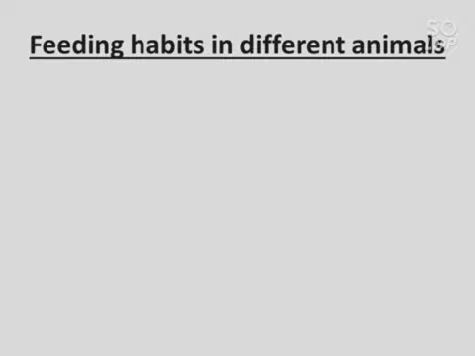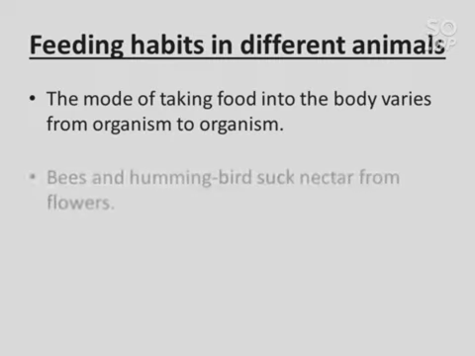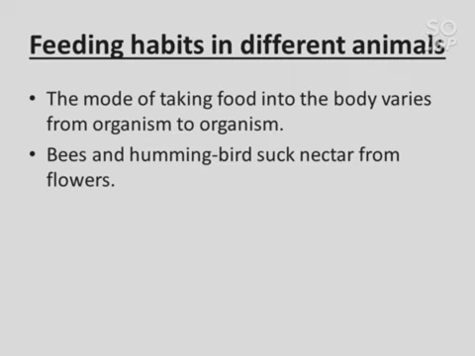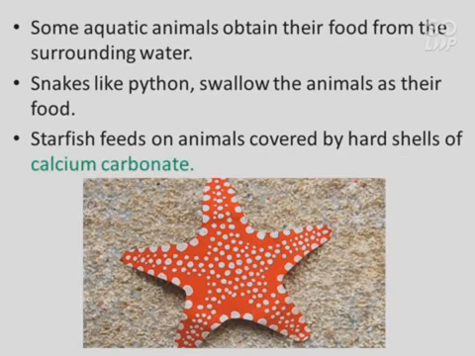Children, now let's talk about feeding habits in different animals. You know that the mode of taking food into the body varies from organism to organism. Let's say bees and hummingbirds suck nectar from the flower. Some aquatic animals obtain their food from the surrounding waters. Snakes, like python, swallow the animals as their food.